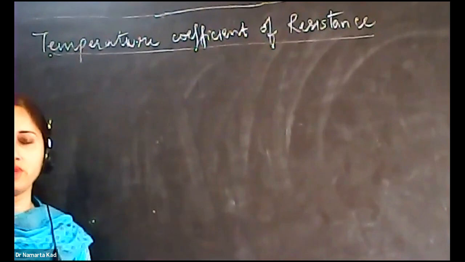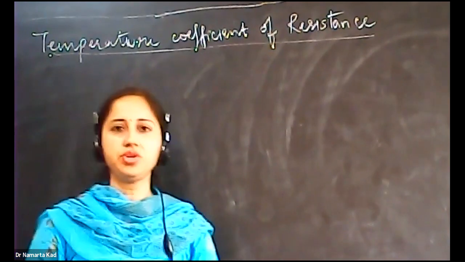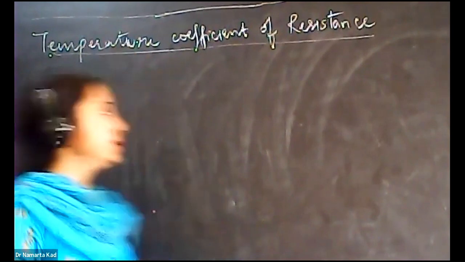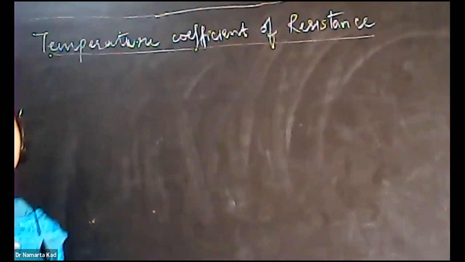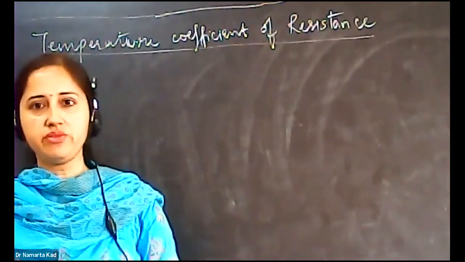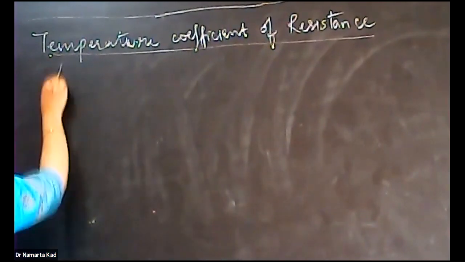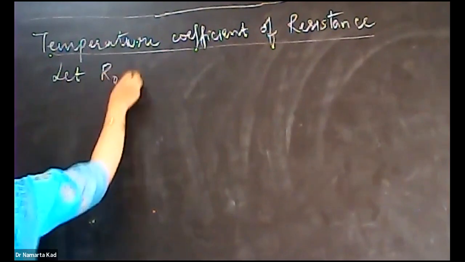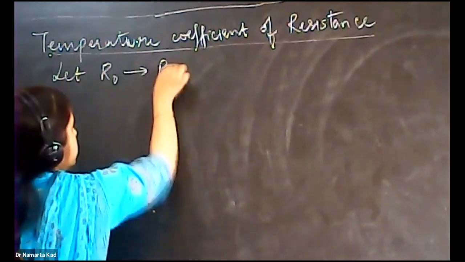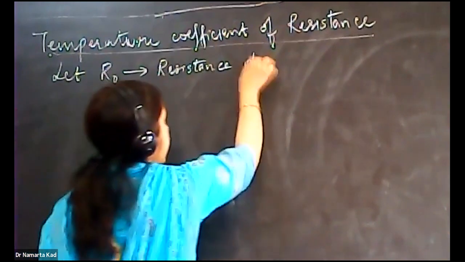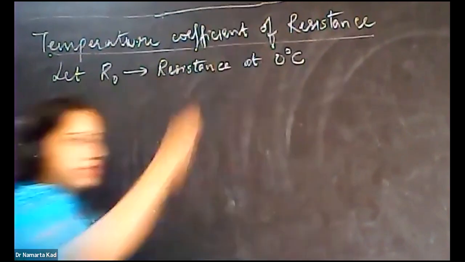Okay, the next topic is temperature coefficient of resistance, and in this we are going to define the temperature coefficient of resistance whose symbol is alpha. Okay, so before defining what is the temperature coefficient of resistance, let's have one small derivation. Let R naught be the resistance at 0 degree C.